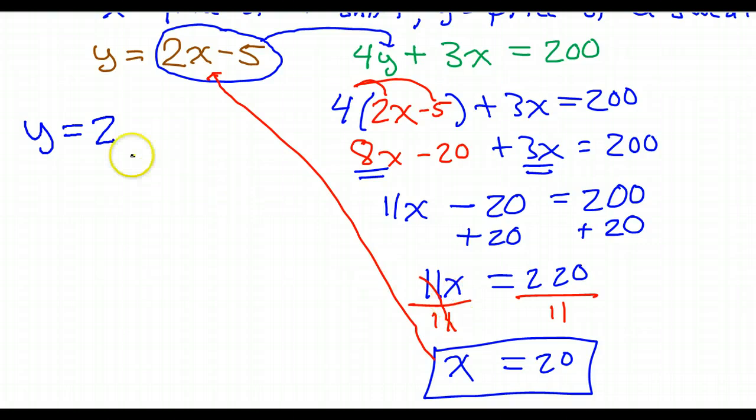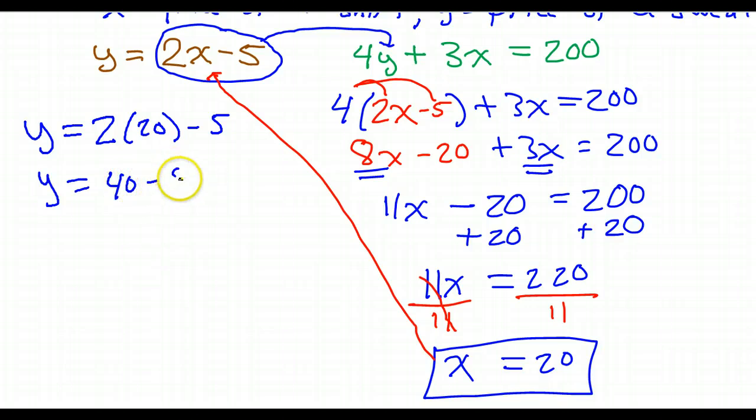Let's see, so once I plug this 20 in there, it's going to be like that. Okay, so you can see what's happening here. So this is 40 minus 5 plus y equals 35.